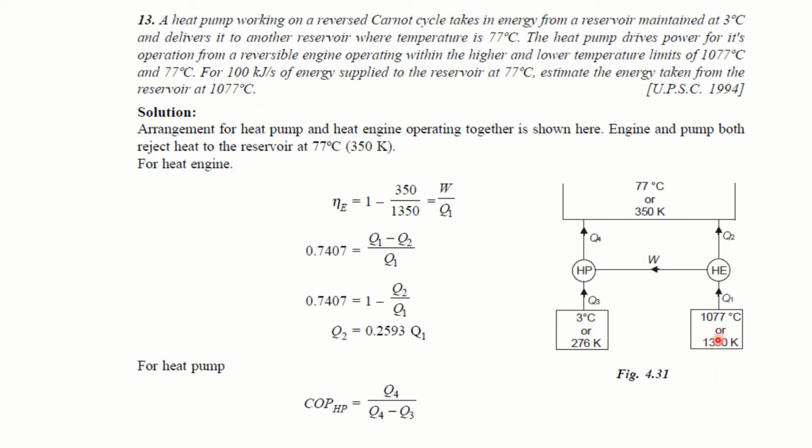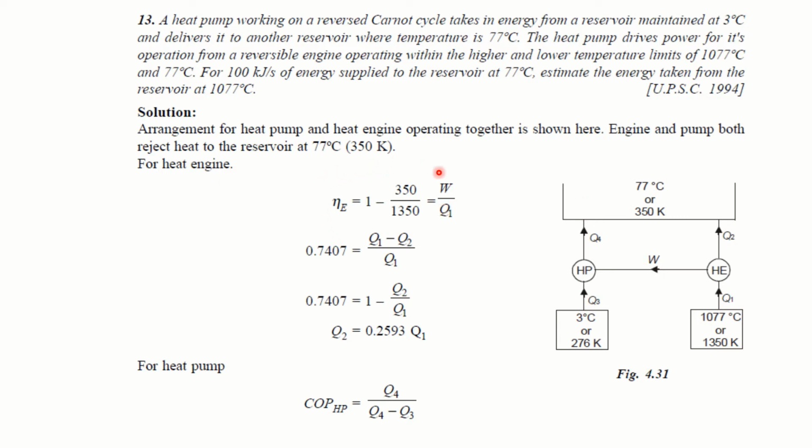Okay. What is that Q1 we have to find out? So this is a heat pump arrangement. This is a heat engine arrangement. Heat engine will produce the work and that is given to the heat pump. Then heat pump abstracts heat from here and rejects it to this one. Okay, let us find out.